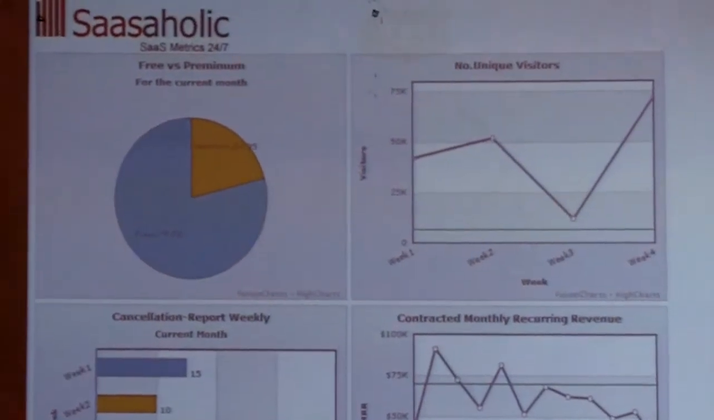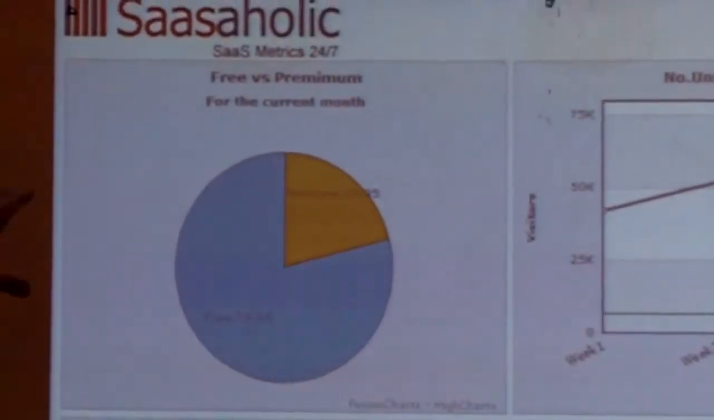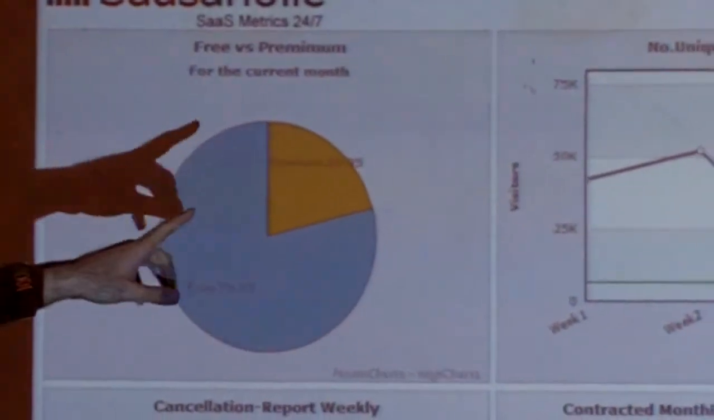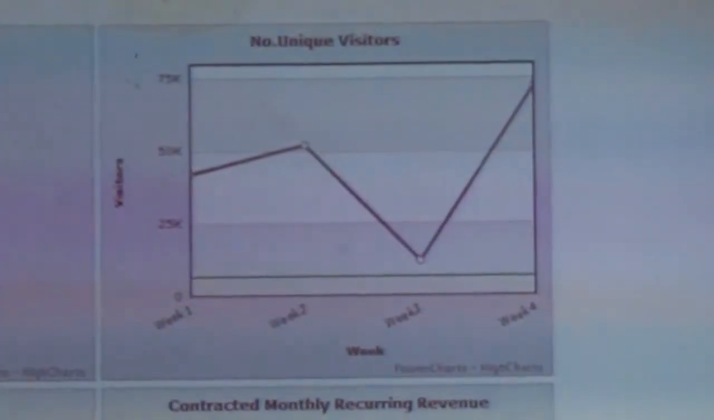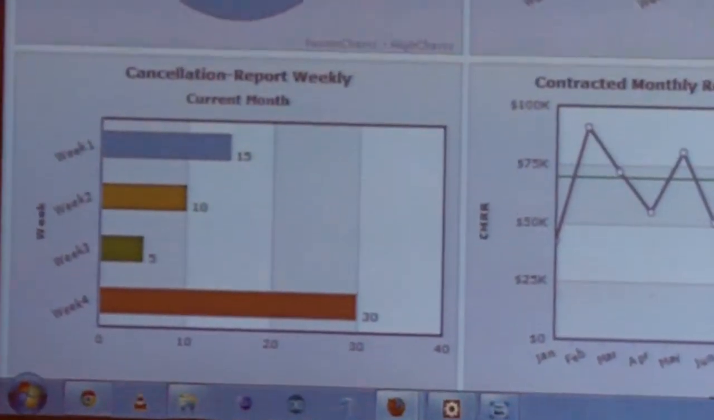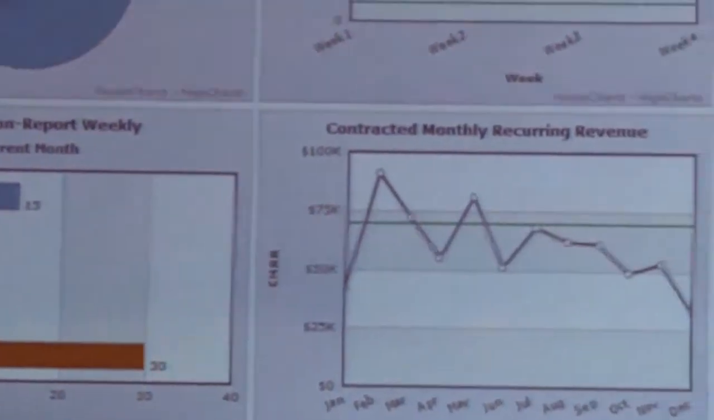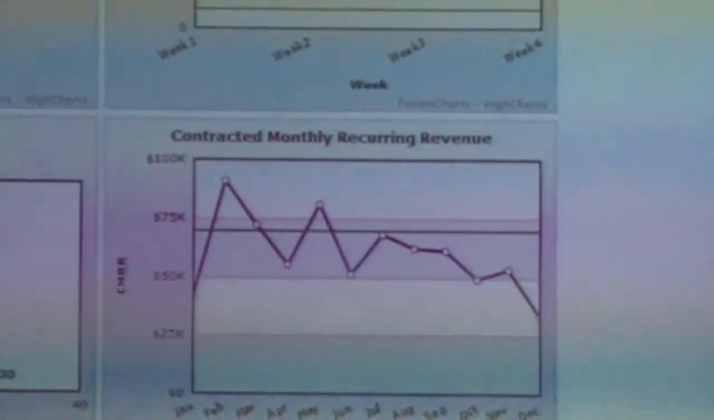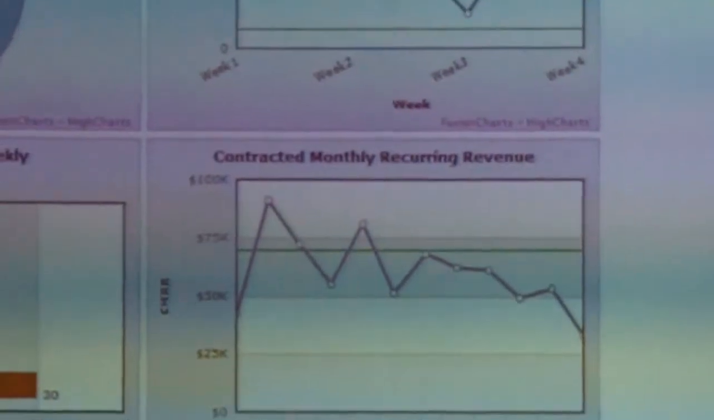So you see this chart over here. It gives you your free versus premium users at that moment, and the number of unique visitors as and when they happen. This is like a cancellation: there's a churn percentage of cancellations per month. Contracted monthly recurring revenue is, as and when your revenue is calculated, we give you the stats.